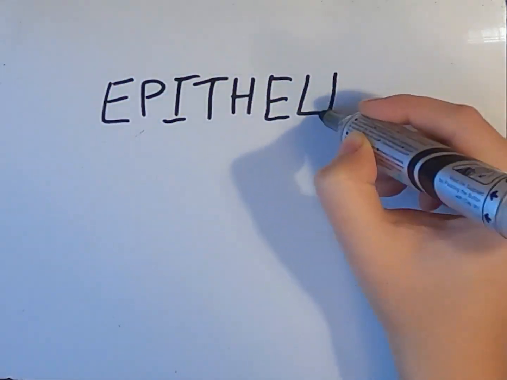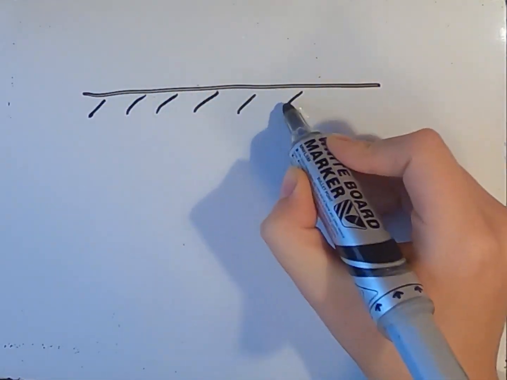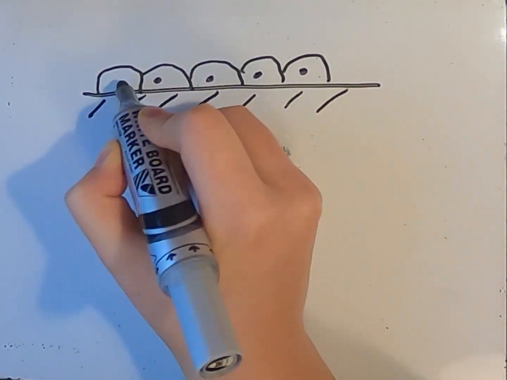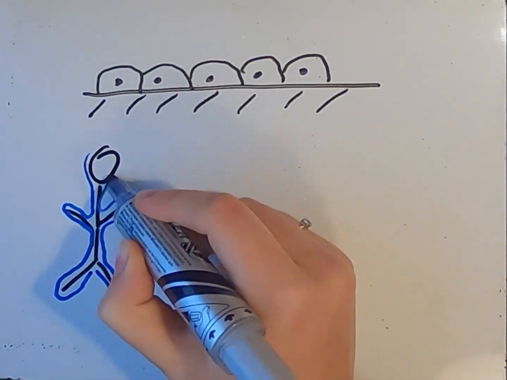I'm going to talk about epithelial cell dynamics. But first, what are epithelial cells? The epithelial tissue is a type of tissue that is made of a thin layer of cells that cover and protect organs. You can see epithelial cells every day. It's your skin, for example.